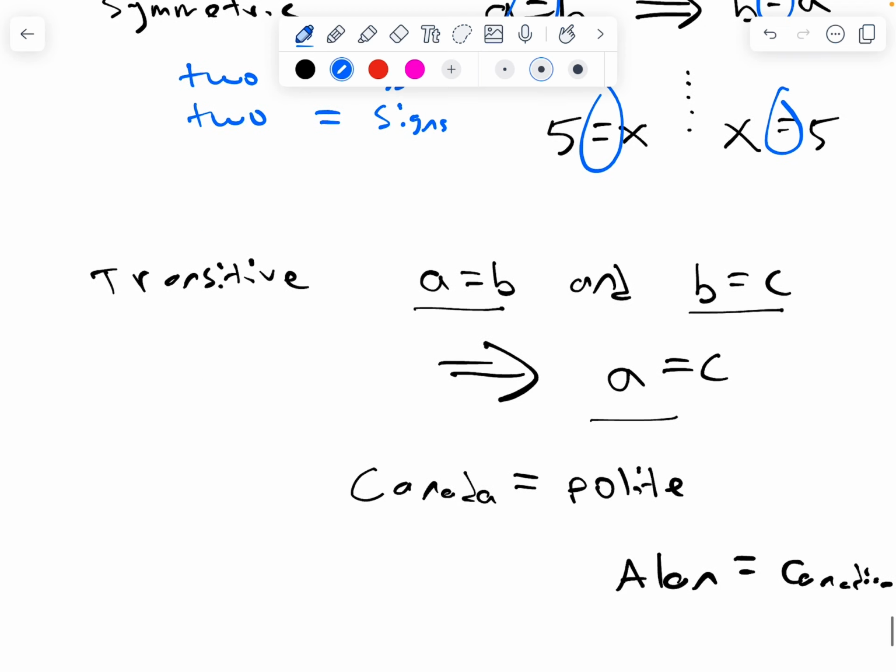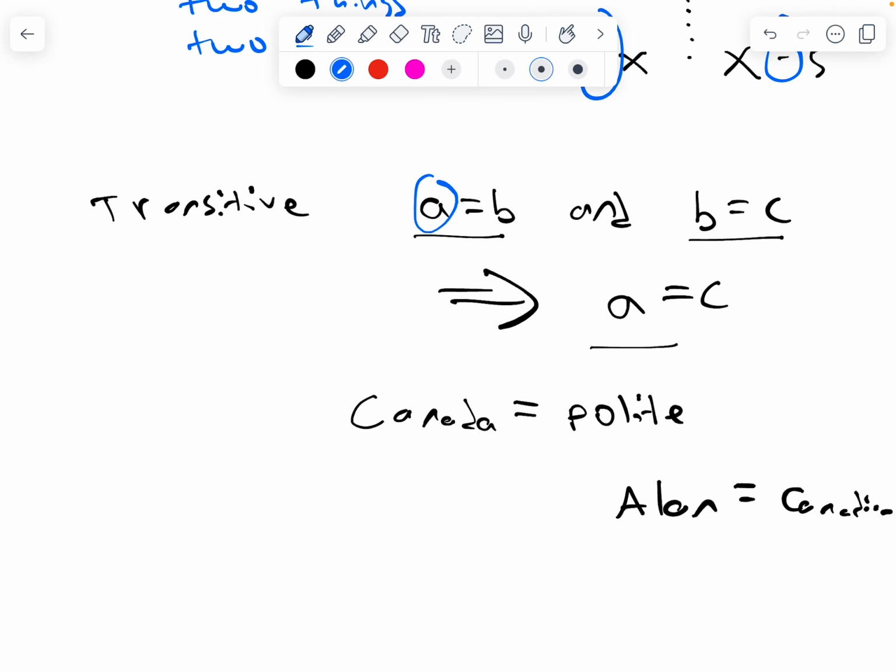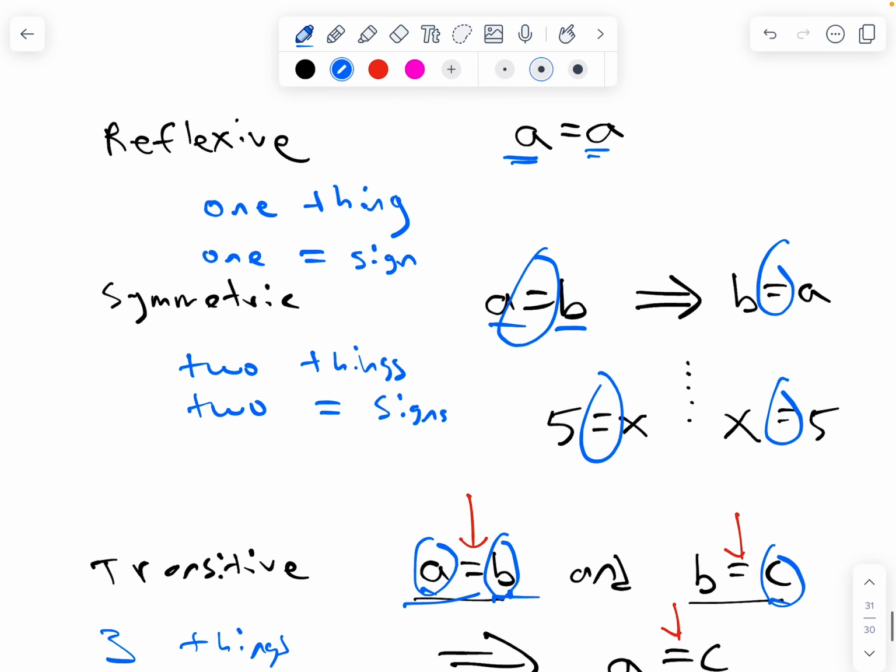And the transitive property, you guessed it, has A, B, and C. So A, B, C are three distinct objects, and you also have 1, 2, and 3 equal signs. So if you see a question that involves 3 equal signs, 3 different objects, you can guess that out of the 3, it's going to be the transitive. So that's a way of differentiating between reflexive, symmetric, transitive.